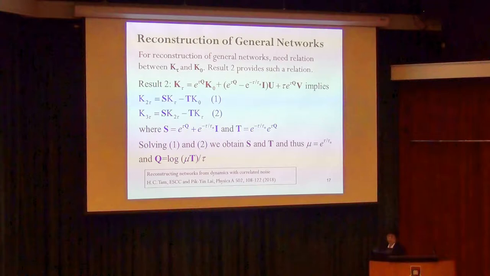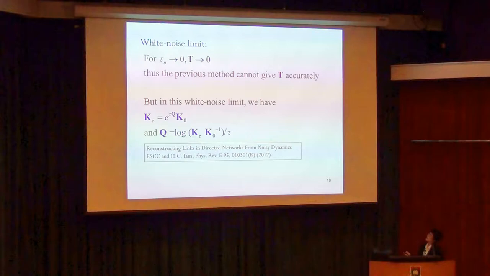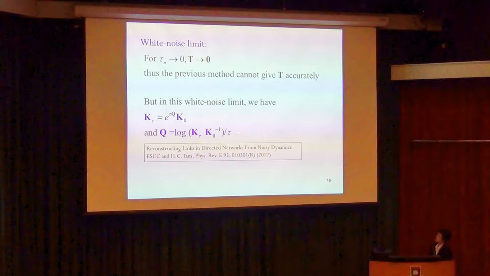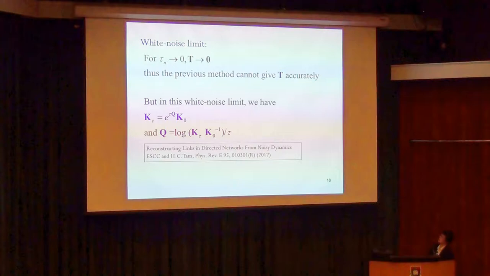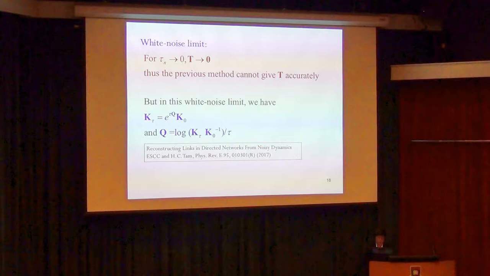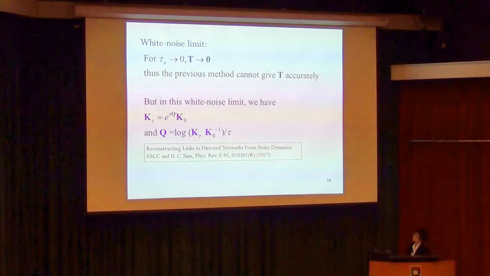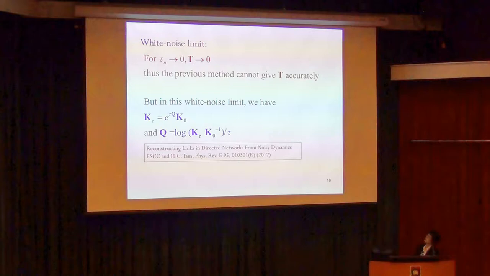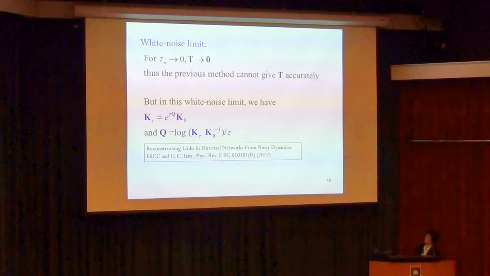For the case when tau_n goes to zero, the white noise limit, we can actually go through a simple path. For the white noise limit, we have a simple result, so I'll just focus on this. K tau equals e^(Q tau) K0. So we can take the inverse of K0, work it out, and then take the log of the matrix. There are some restrictions on when it will be unique, but we can work out the details of a mathematical condition. Basically, Q will be equal to the principal log of this combination. Again, K0 and K tau can be calculated from the data, so the right-hand side is calculated from the data, and then we can get Q.